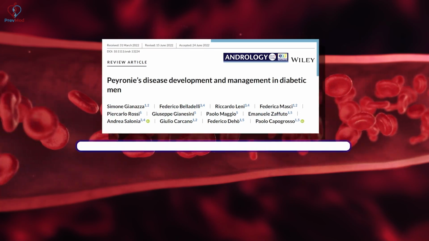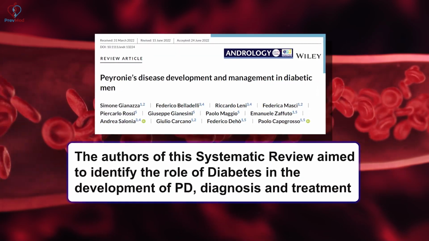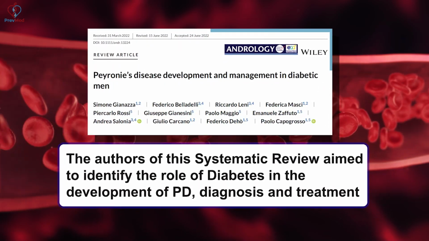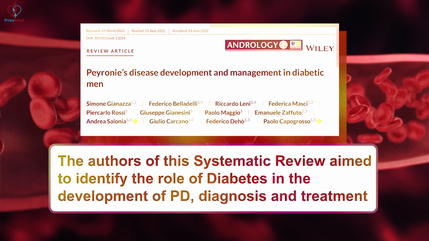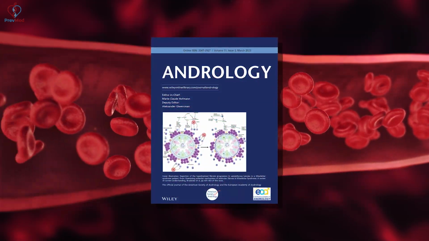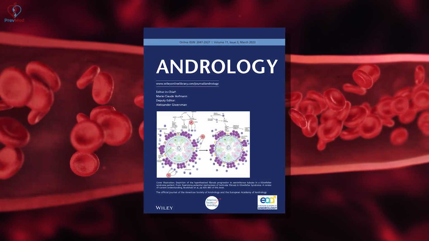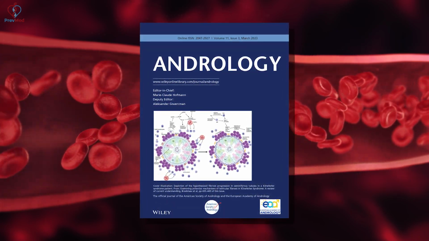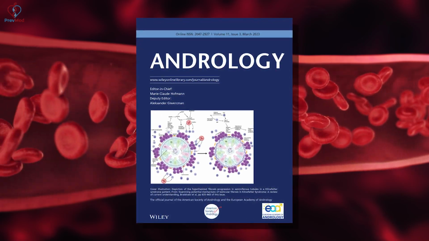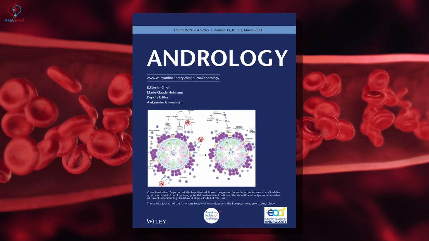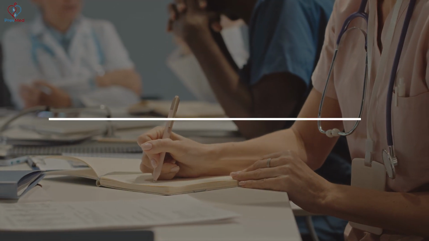It's a systematic review aimed to identify the role of diabetes in the development of Peyronie's disease and the diagnosis and treatment. Andrology, which is a magazine which basically talks about the science of androgens, testosterone, Peyronie's disease, and diabetes. The results and conclusions on this article were, they did a meta-analysis. They looked at 16 different studies.